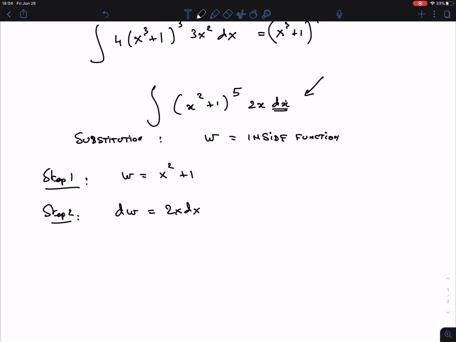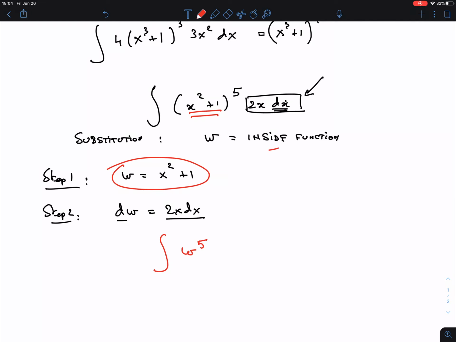Well, we know that dw is 2x dx. So we look for 2x dx. Do we have that? And yes, we are very lucky. Here is 2x dx. It's not always going to be that pretty, but almost that pretty. So we are now able to replace everything. Let's use some colors. W is x squared plus 1. So this x squared plus 1 now becomes w. So the integral becomes w, and it's still to the 5th power.